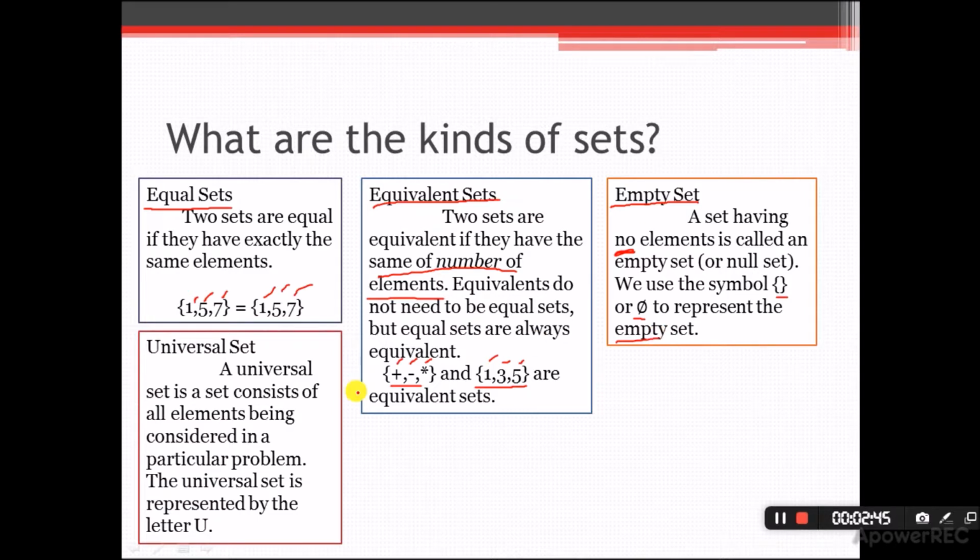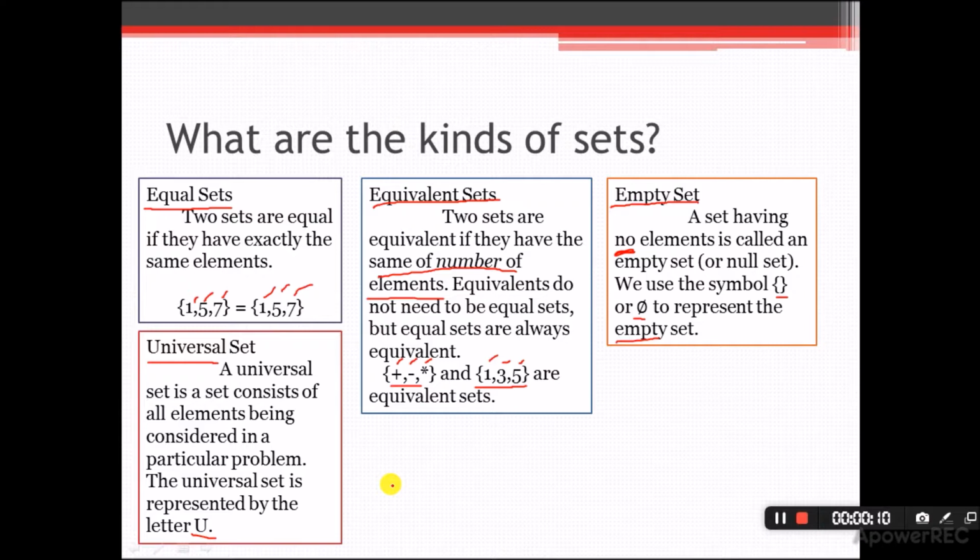The fourth one is the universal set. What is a universal set? A universal set is a set that consists of all elements, all objects in your set being considered in a particular problem. The universal set is represented by the letter U.